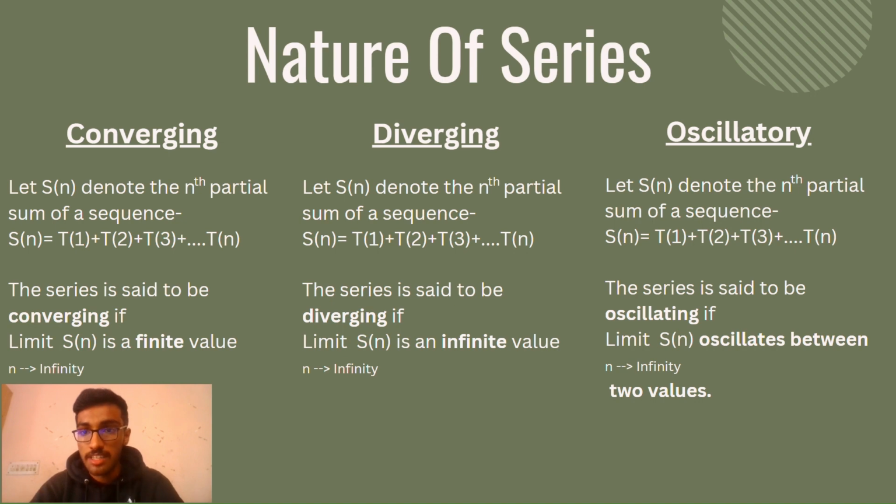So coming to oscillatory series, let Sn denote the nth partial sum of a sequence. So Sn is again T1 plus T2 plus T3 so on up to Tn. The series is said to be oscillating if we apply the limit n tending to infinity and the limit oscillates between two values. Now we're going to understand each of them with an example.